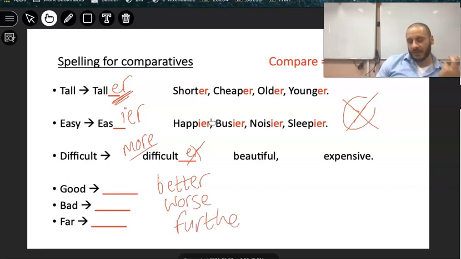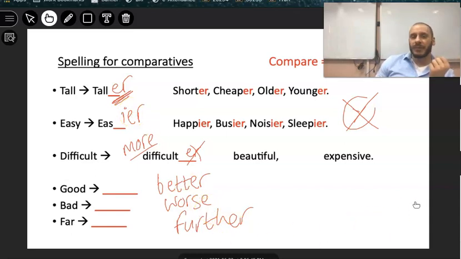And the last ones, the 3 special ones, good is not gooder, good yani better, bad yani worse, far yani further. Only these ones yani special or different. Baden, all of this, ER, IER, when we're comparing one or two things.